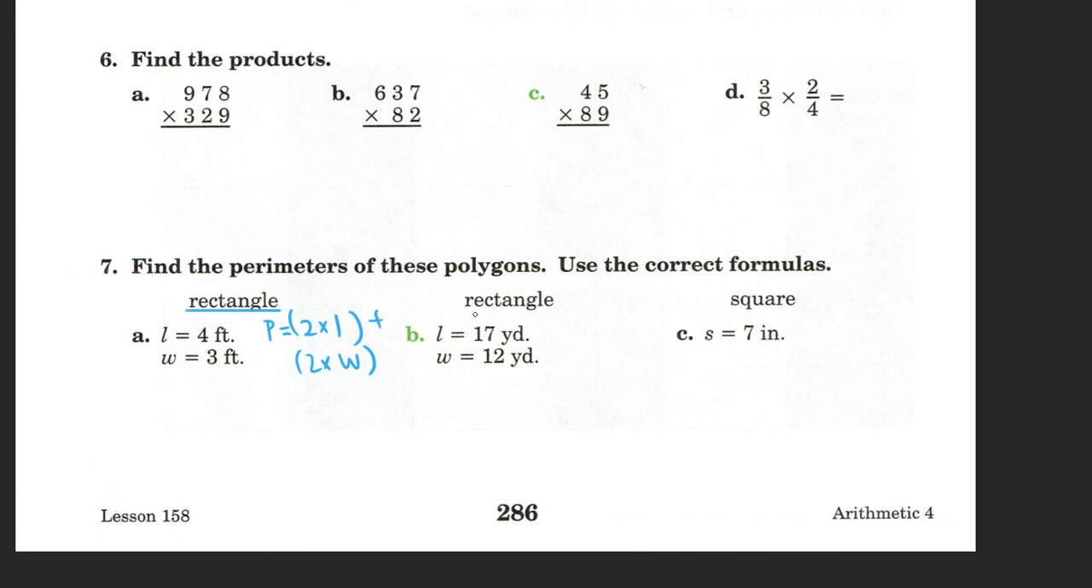Okay, so A and B are for rectangles, but for a square, remember to find the perimeter of a square, you just do 4 times S, 4 times one side. Since we know that in a square, all 4 sides are the same length, right?